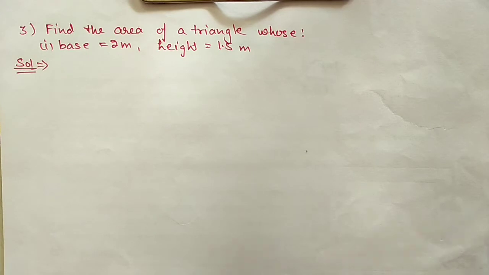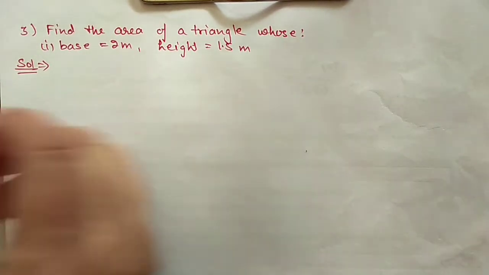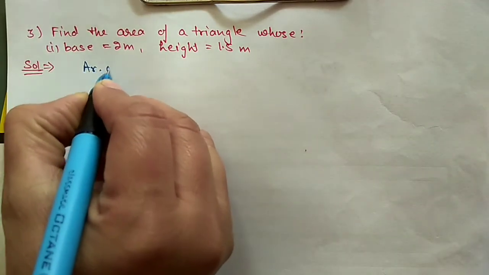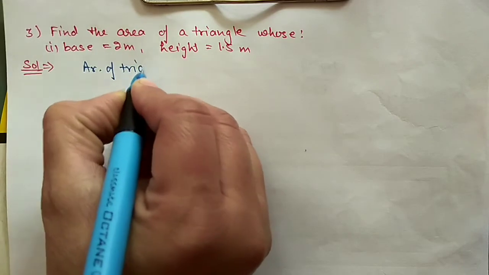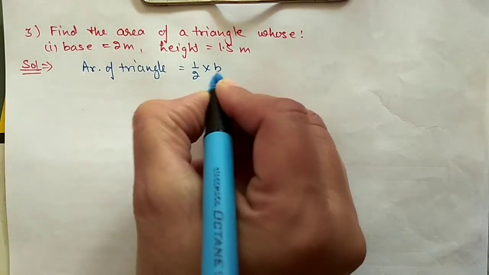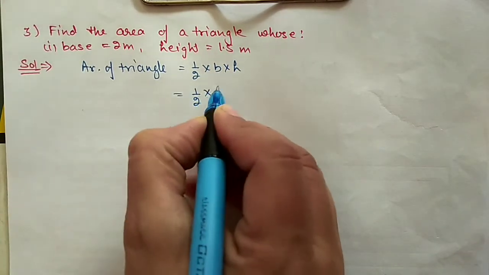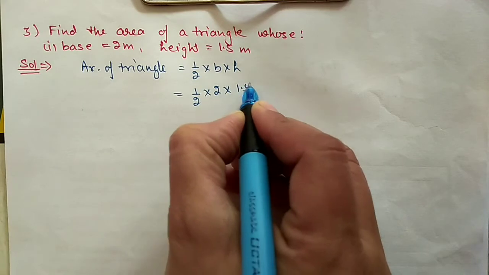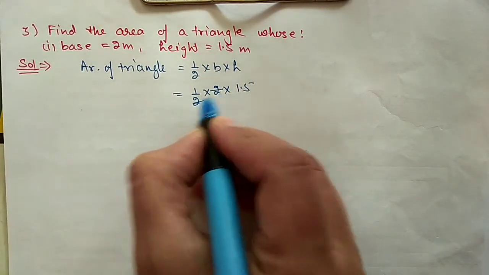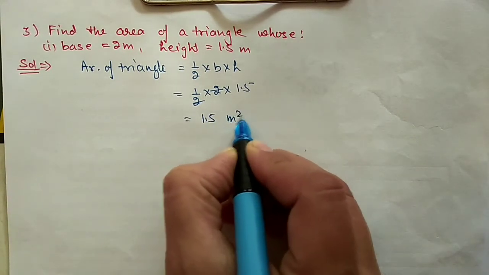Next, question number 3, find the area of a triangle whose base and height are given. So area of triangle is equal to half base into height. Base is given 2 meter and height is given 1.5 meter. Both the units are in meter, so no need to change. 2 and 2 we can cancel, so the answer will be 1.5 meter square.